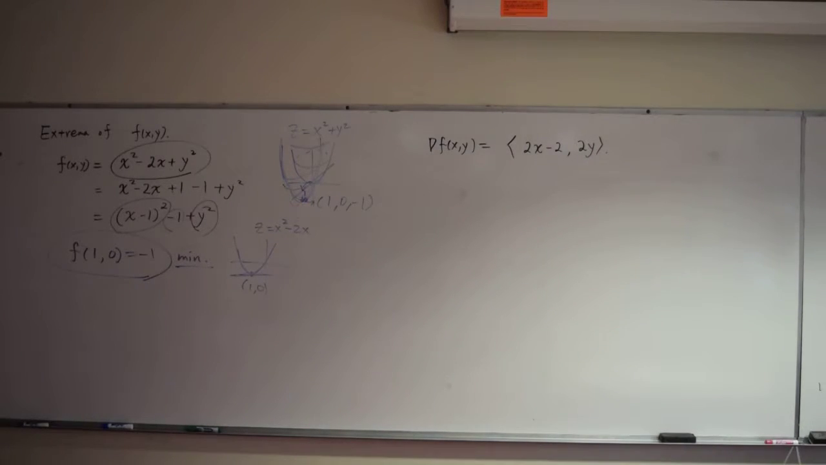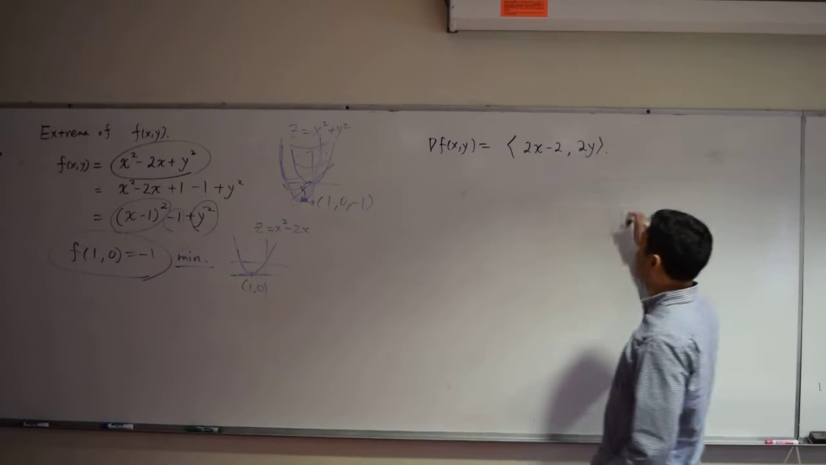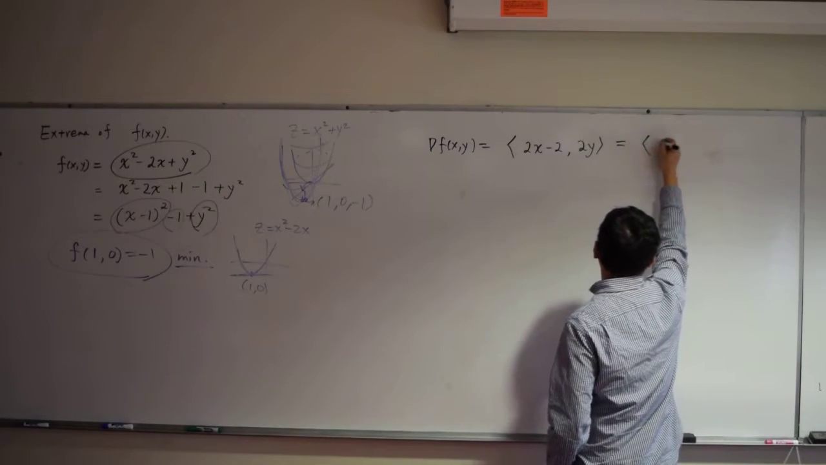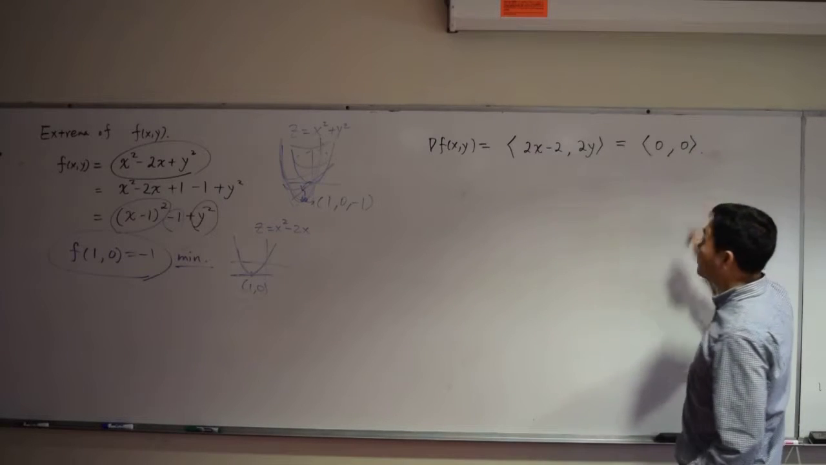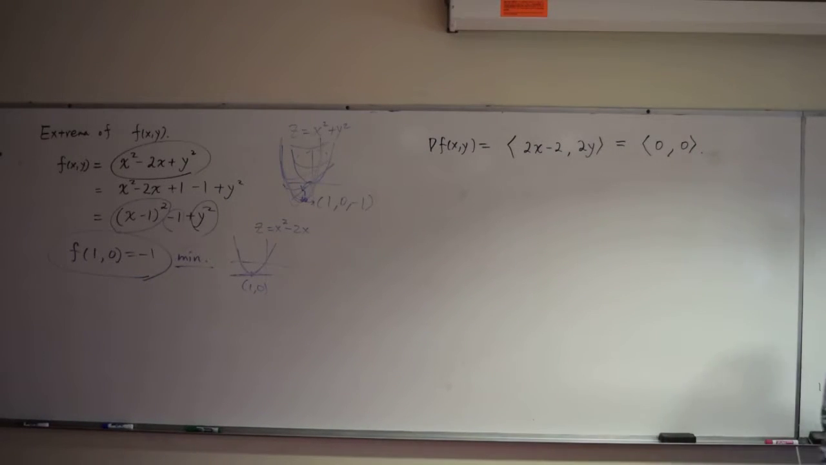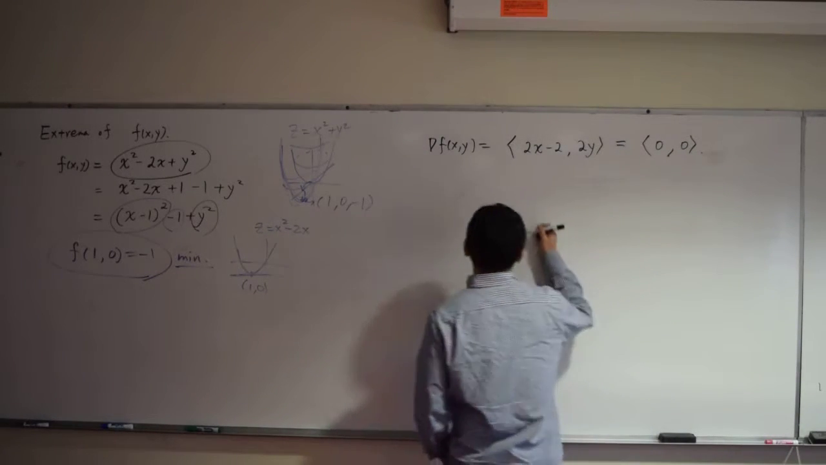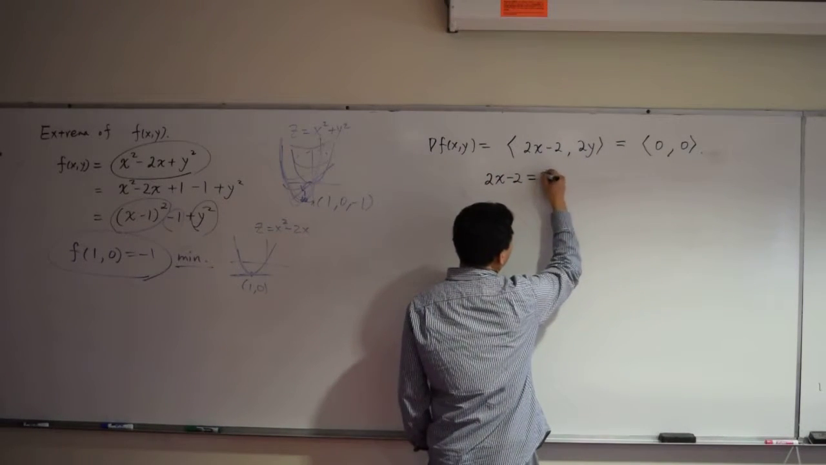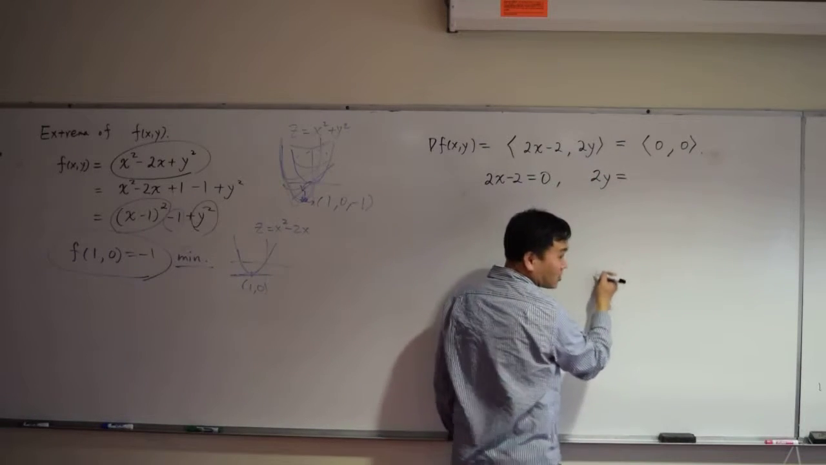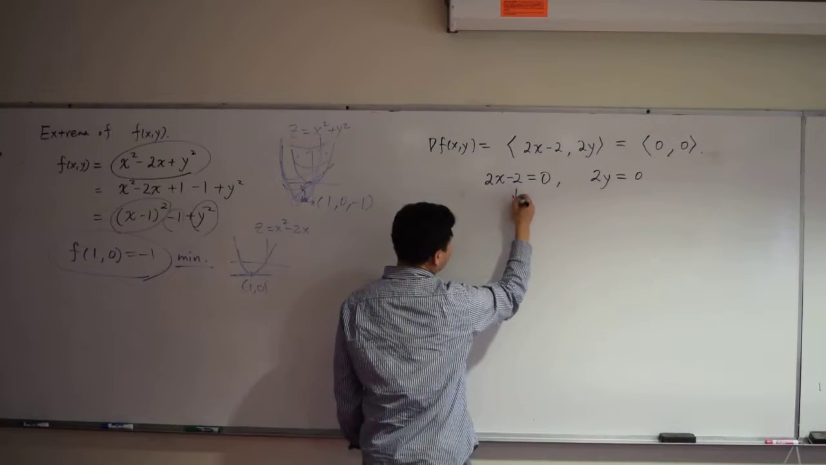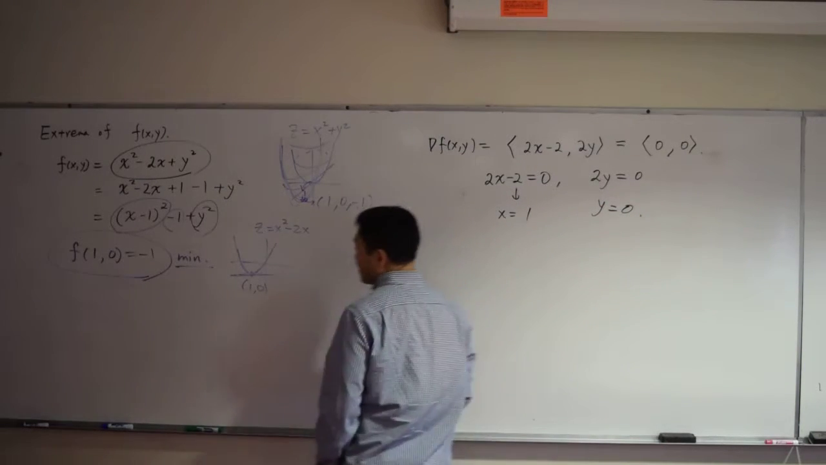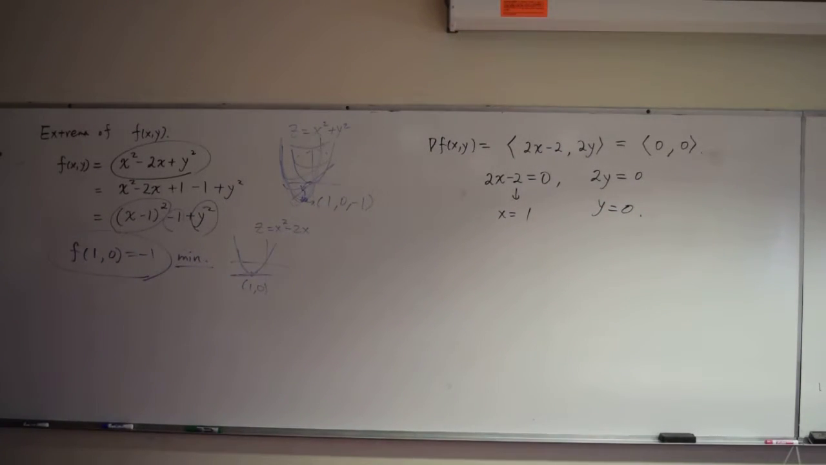And when is this equal to 0? Well, when we say it's equal to 0, I mean 0 as a vector. It's equal to 0 when 2x minus 2 is equal to 0, and 2y is equal to 0. Solve this. What do you get for x? 1. What do you get for y? 0. Okay, so that's exactly the point, 1 comma 0. That's where it attains its minimum.